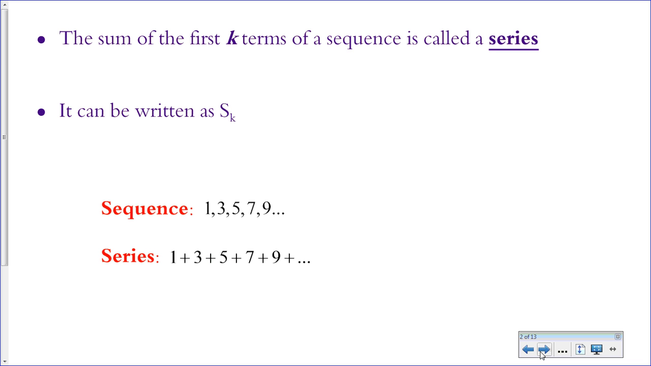So for example, we might have the sequence 1, 3, 5, 7, 9. If you put plus signs between all of those and start calculating a sum, then we would call it a series instead. It can be written as capital S sub k or capital S sub n or whatever variable you're using to represent the term number.